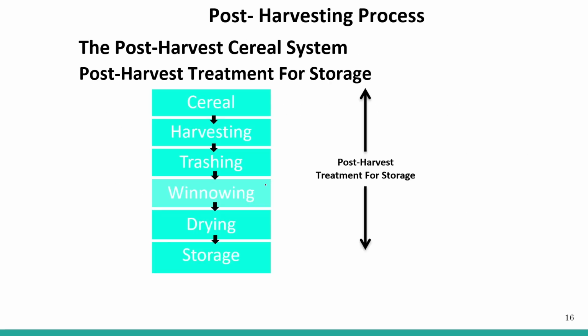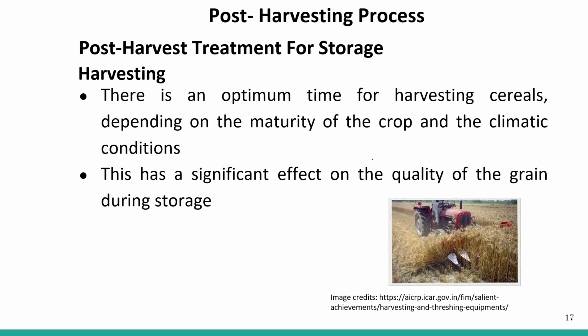Okay, so the post-harvest treatment for storage. Let's come back to the post-harvest, where we have studied the secondary processing, and now we are going for the post-harvest treatment. After harvesting we get the cereals, then we go for threshing, then winnowing, then drying, and then we can take these seeds for storage. So this is all the post-harvest treatment, and that is for storage.